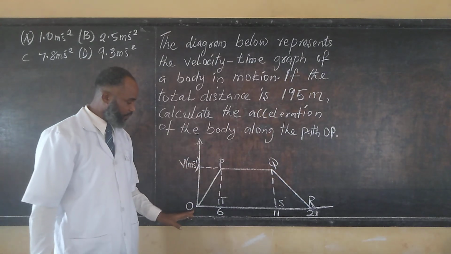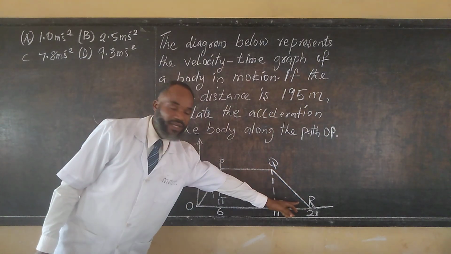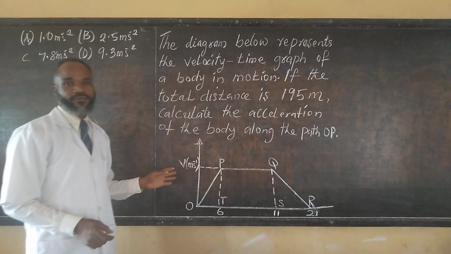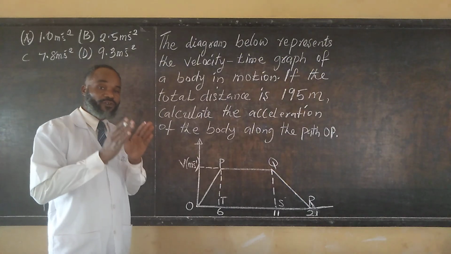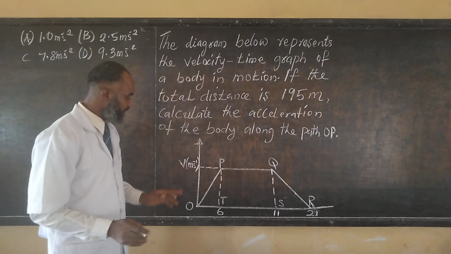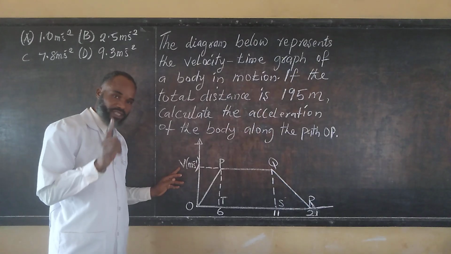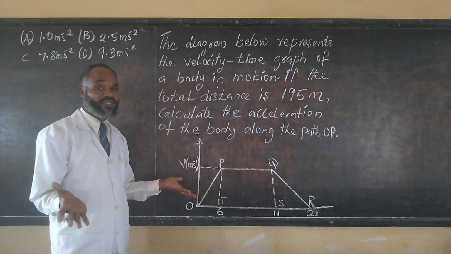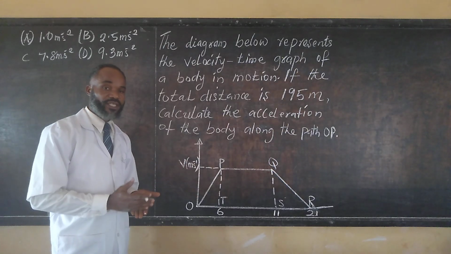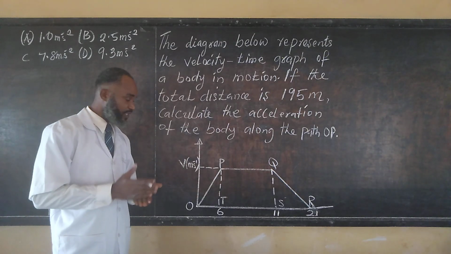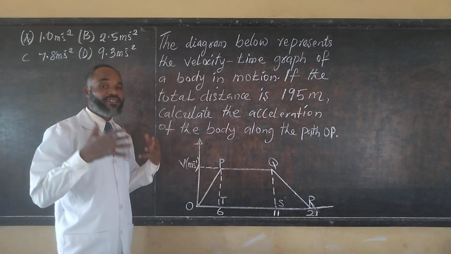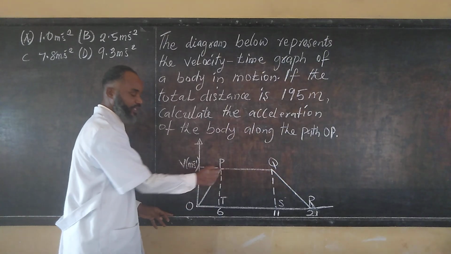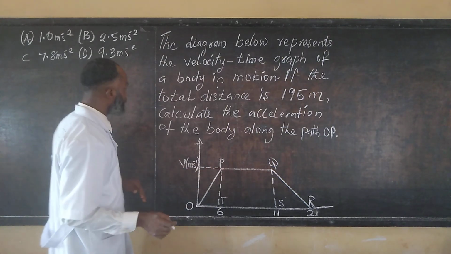There are different parts, OP, PQ, QR, and RS, and so on, okay? Now, to do this, we need to first of all calculate the velocity of the body. The velocity of the body, V meter per second, is not given. So the first thing we need to do is calculate the velocity before we can calculate the acceleration along the path OP. Alright?